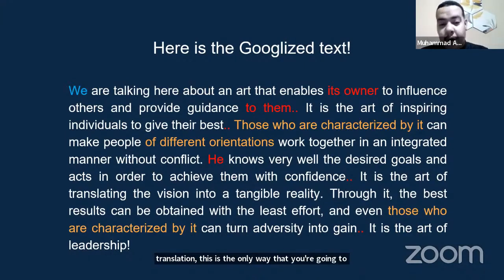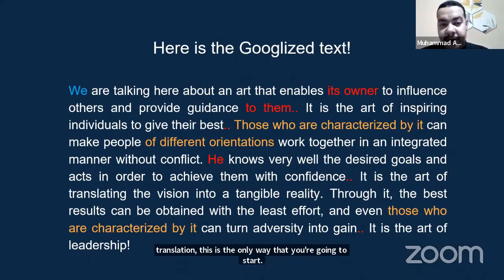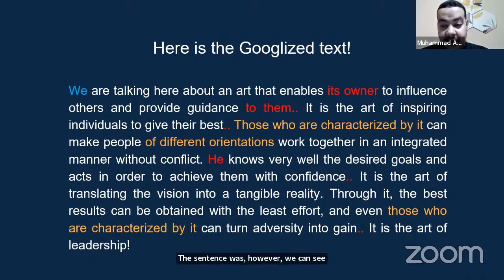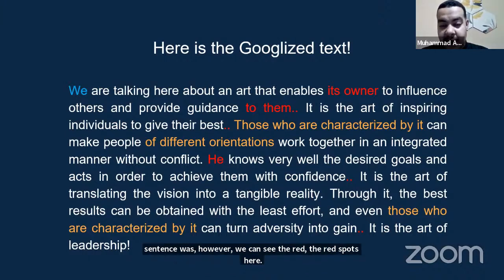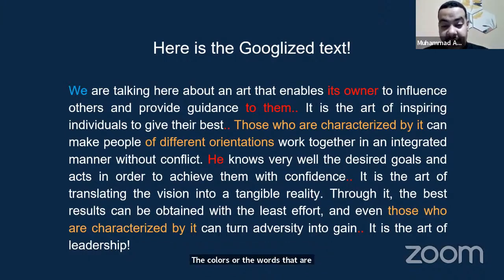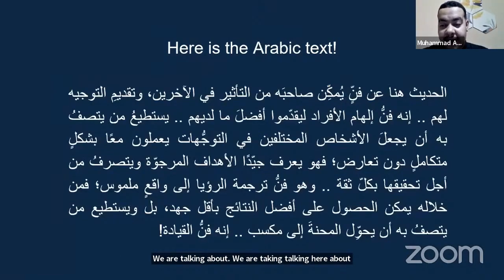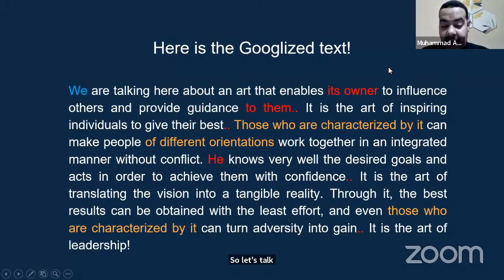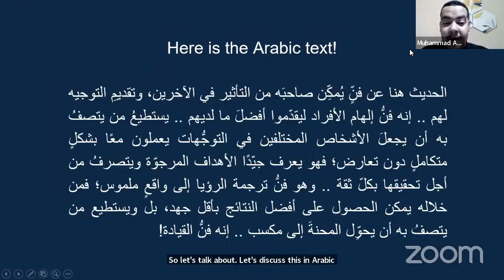However, we can see the red spots here, the words that are in red. You can see that they are totally mistaken. So let's read the text together. We are talking here about an art that enables its owner. So let's discuss this in Arabic. In Arabic, it says الحديث هنا عن فن يمكن صاحبه.